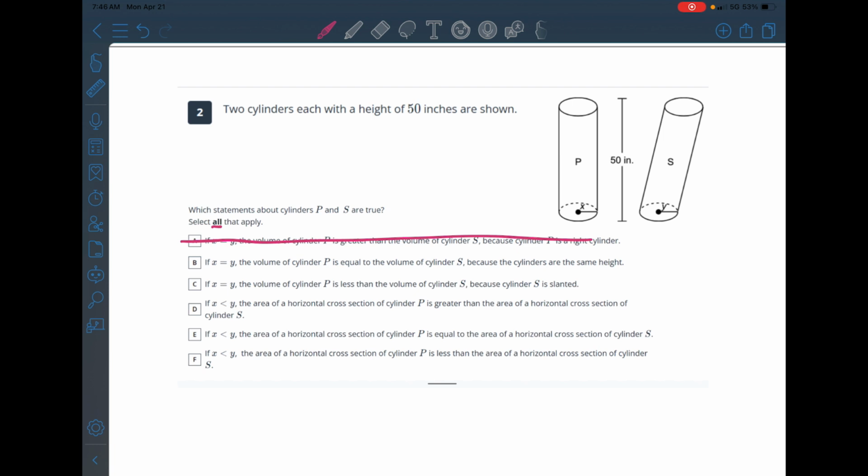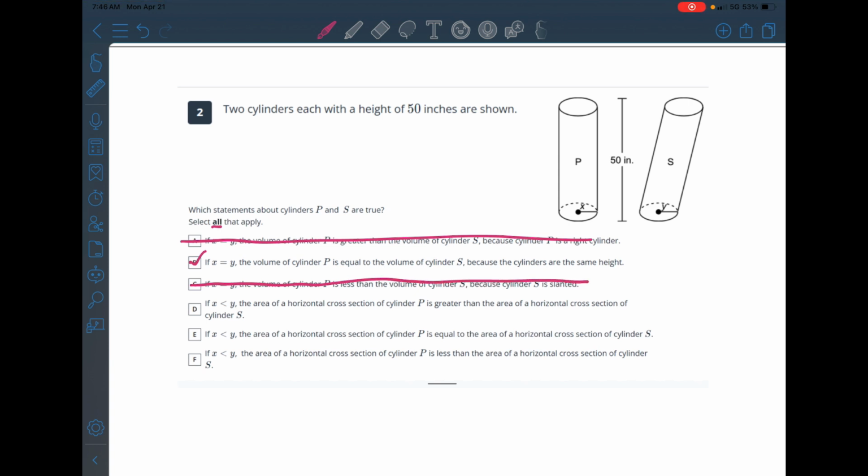If X equals Y, then the volume of cylinder P is equal to the volume of cylinder S because the cylinders are the same height. Yes. If X equals Y, the volume of cylinder P is less than the volume of cylinder S because cylinder S is slanted. No, they are the same. We already said they were the same.